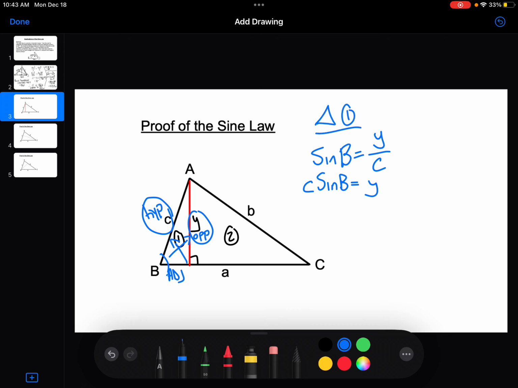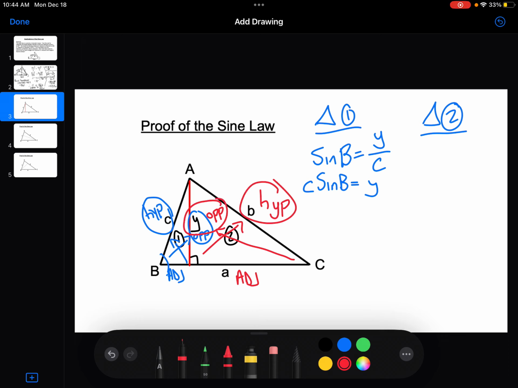In triangle 2, we're going to do the exact same thing. In triangle 2, I'll do it in red. We've got our hypotenuse, we've got our opposite, and then we've got our adjacent. Again, we're going to use opposite and hypotenuse. So we would have sine C this time, equal to opposite over hypotenuse. Oh, it's not C, it's B. And then B sine C is equal to y.